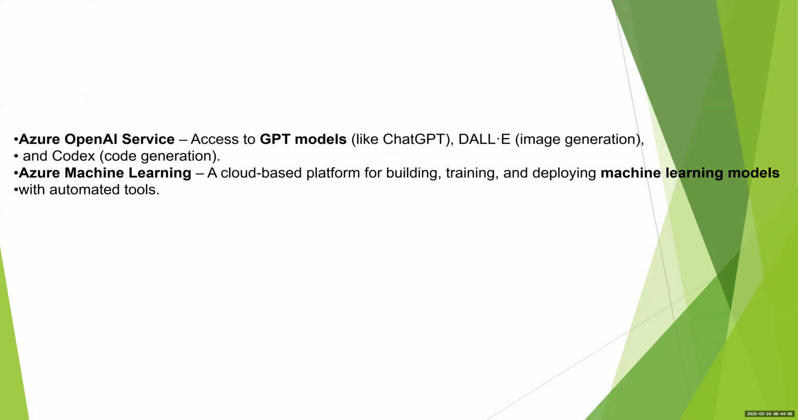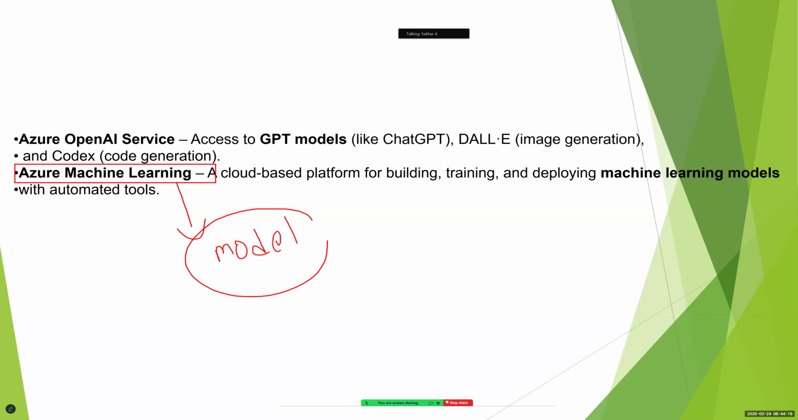Next, Azure Machine Learning. Microsoft provides various types of predefined AI or machine learning models, around 30 models, which will be helpful for enterprise applications and top Fortune 500 companies. They can directly implement those models.